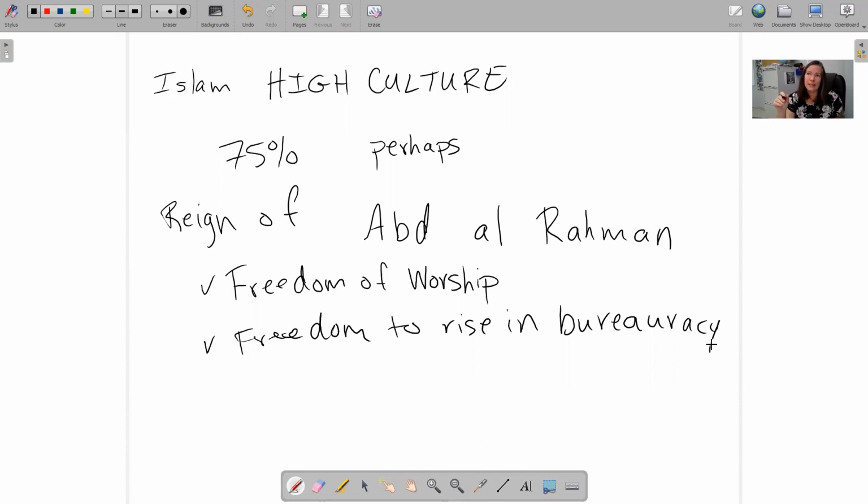But it didn't last very long. So that was from 912 to 961 CE. This was the wonderful, great time for Spain. The best of the best of times for Spain, for Islamic Spain.